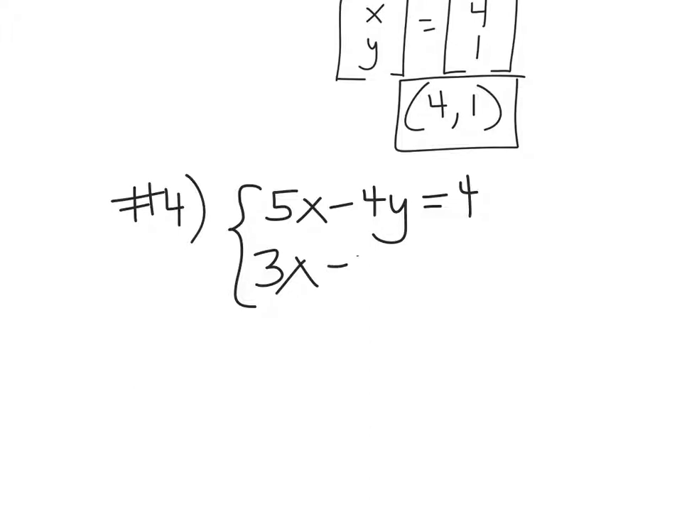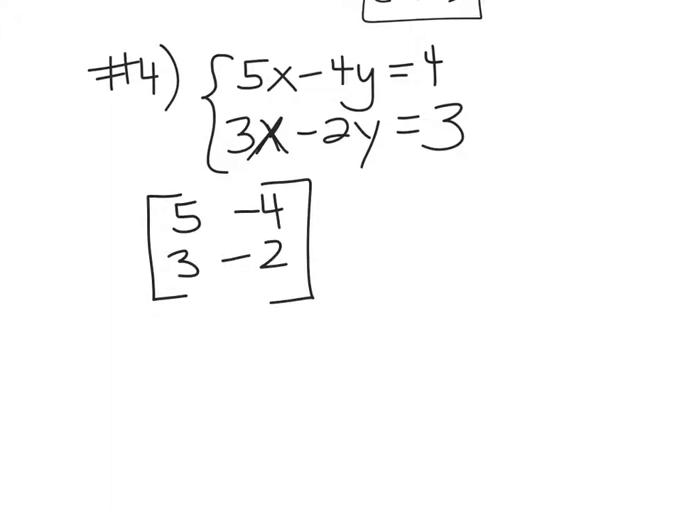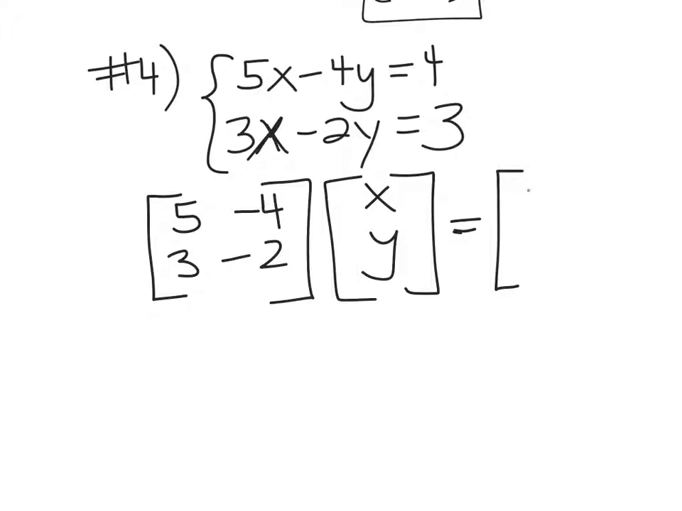All right, 3x minus 2y equals 3. All right, you try this, okay? Yeah, fractions. I love fractions better than decimals. All right, let's set it up. If you can set it up, you're getting there. And then you get 4, 3.